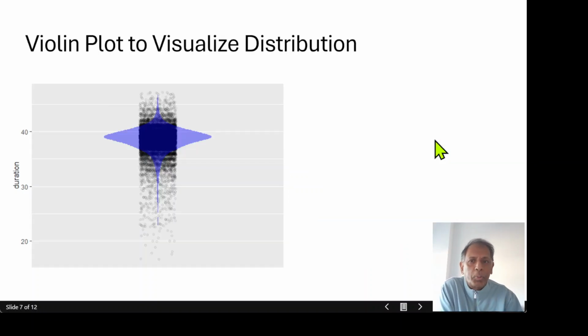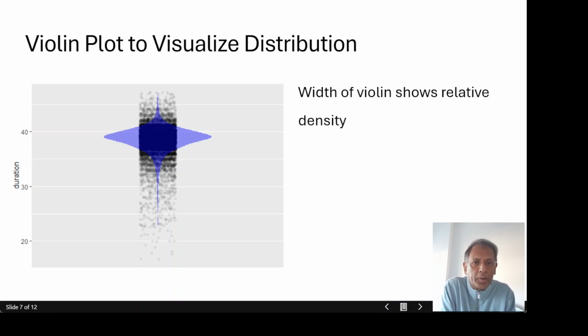Okay, that's what this plot does. This is called a violin plot, and we'll shortly see why it's called a violin plot. It gives us an idea of the distribution. The width of the violin at any point shows the relative density of points there. So the width is largest here, so we can clearly see that the maximum number of points are actually at 37 or 38, and that keeps dropping off when you go higher and when you also go lower.